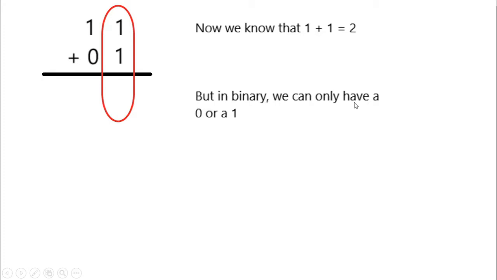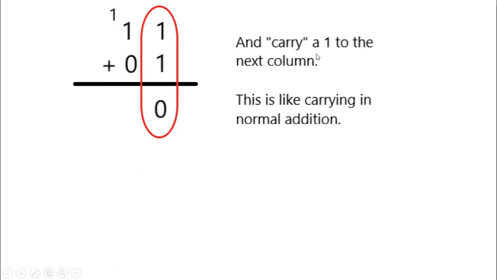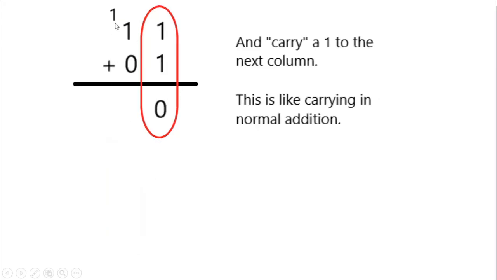But in binary, we can only have a 0 or a 1, so we can't put 2 there. So we'll put a 0 on the bottom, and we'll carry that 1. We'll carry a 1 to the next column. So you can't represent 2 here, so you put a 0, and then since this is the 2's column, we'll add an extra 1 there.